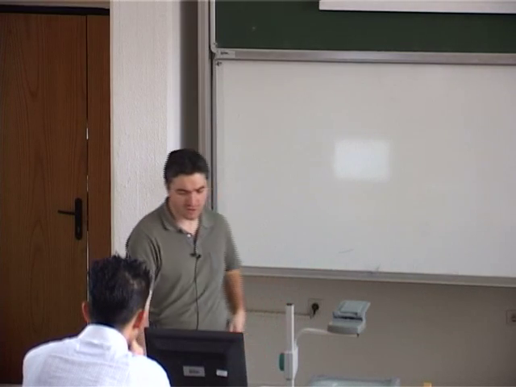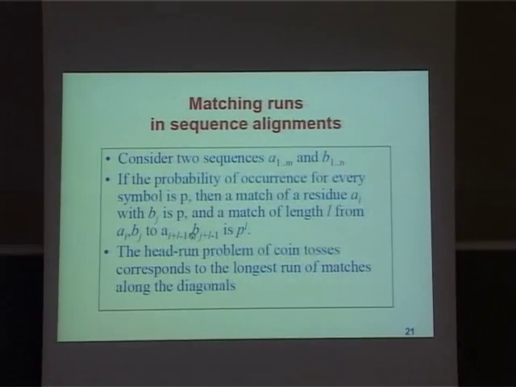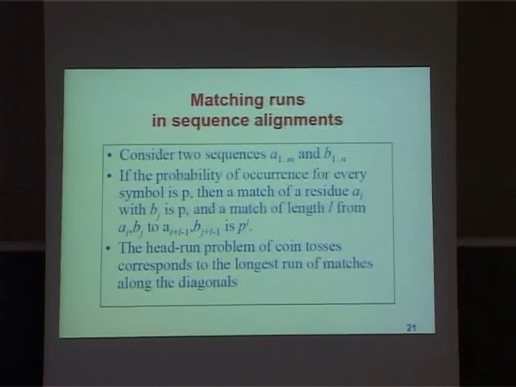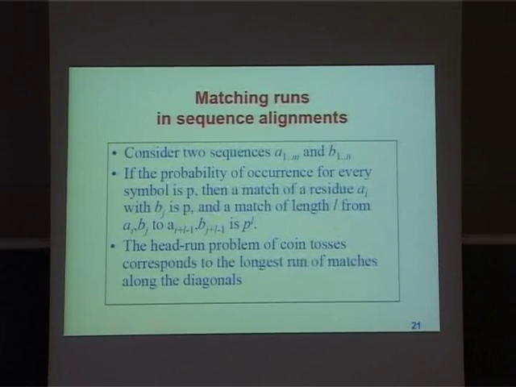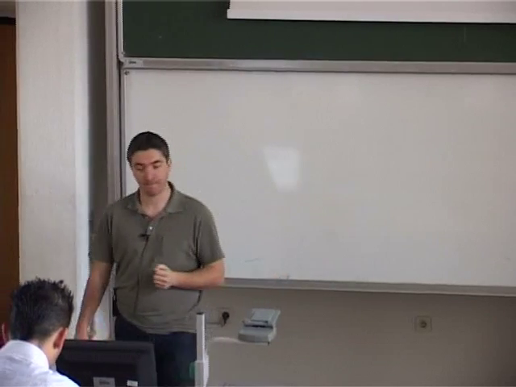So therefore a match of length L from Ai, Bj to Ai plus L minus 1, Bj plus L minus 1. As you can see, we do not have gaps in this matching run. We are not analyzing matches with gaps. We do not have gaps, and all matches, no mismatches. And that probability is P to the L. To observe 10 successive amino acid matches, for example, the probability is going to be 1 over 20 to the power 10.